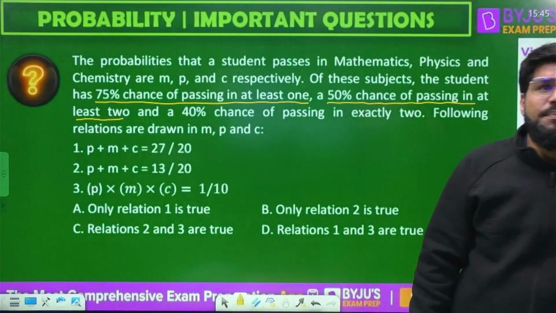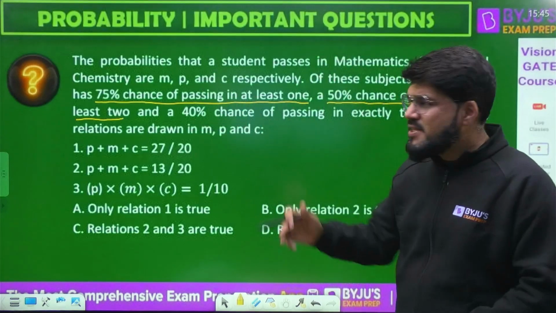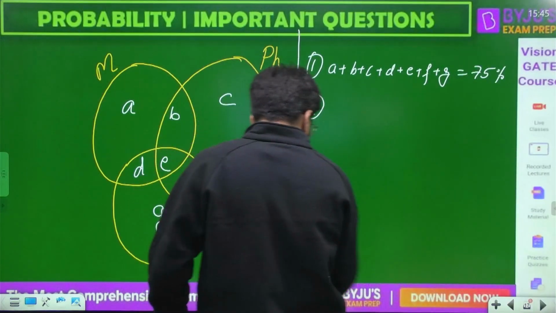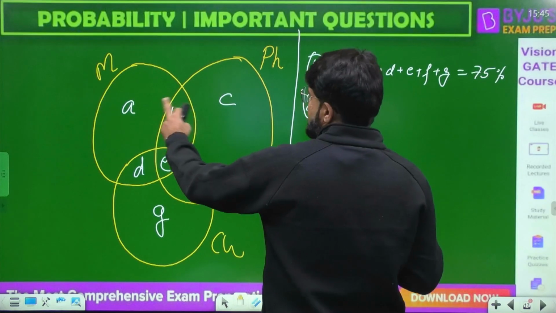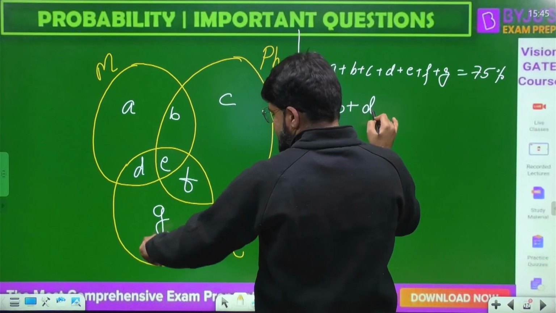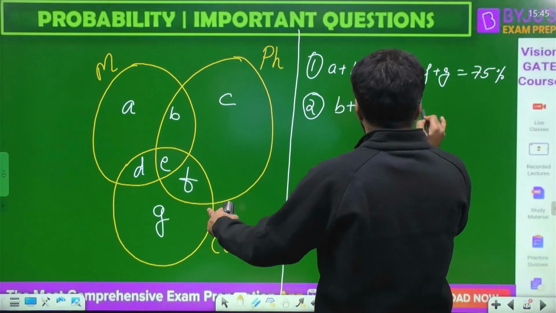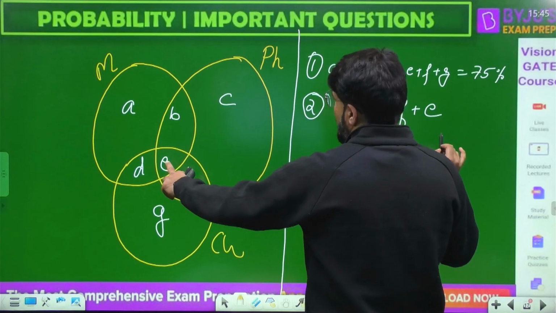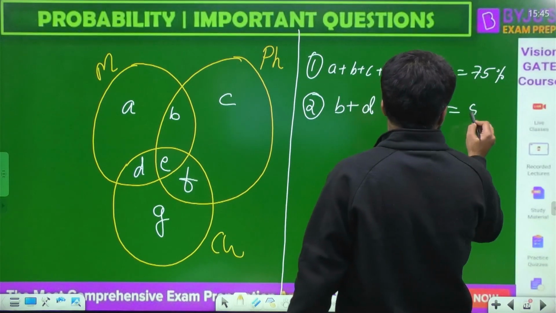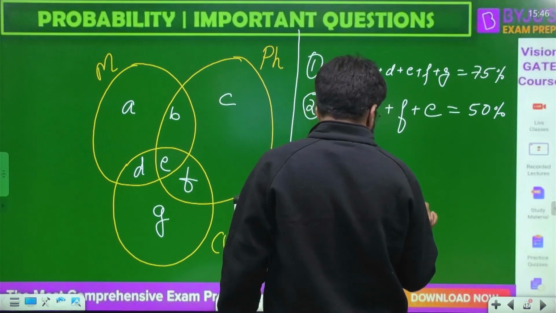So let's see what happens here. At least two means two or more. Even more is allowed. So which cases are at least two? This B, it is maths, physics both. Or the D, this is maths and chemistry both, or the F, which is physics and chemistry both, or even E, because it is common to all three: maths, physics, chemistry. And this is total 50%. And the third relation given to you, dear, let's look at it.